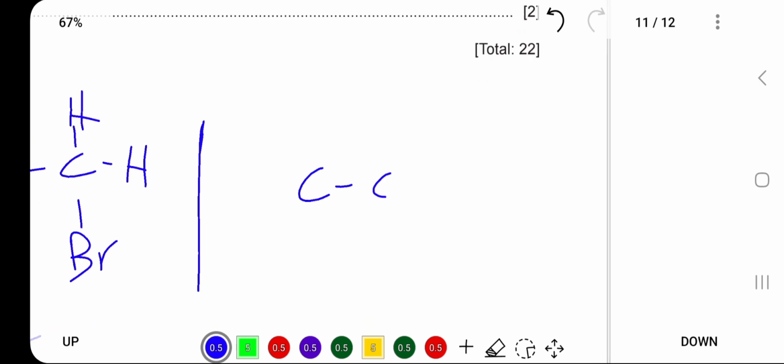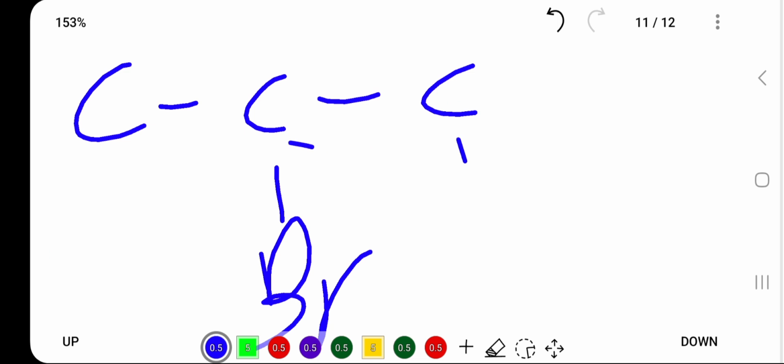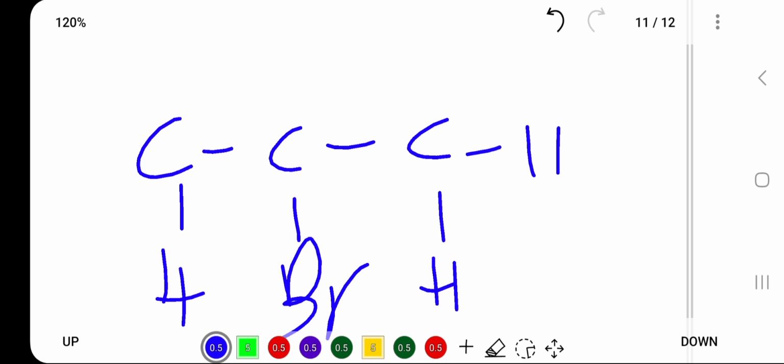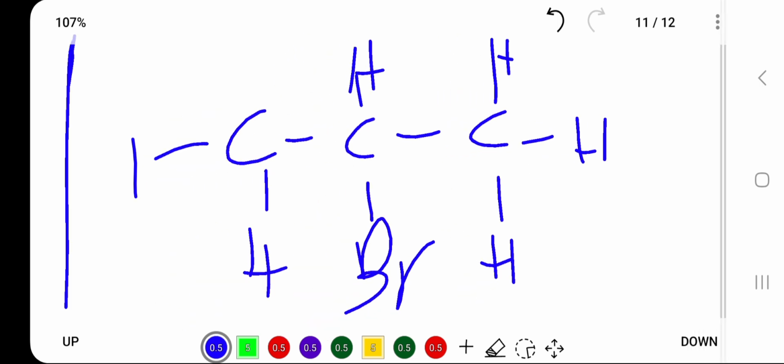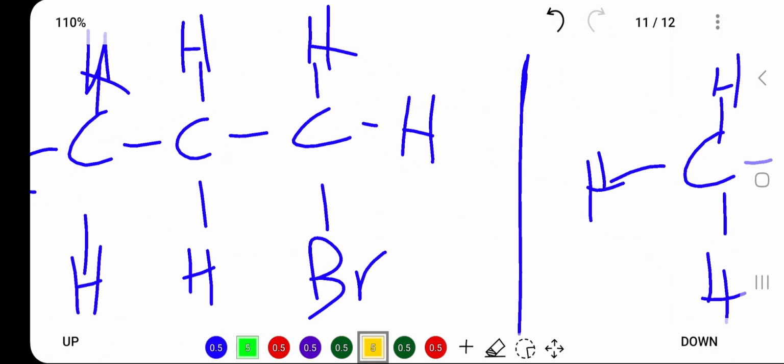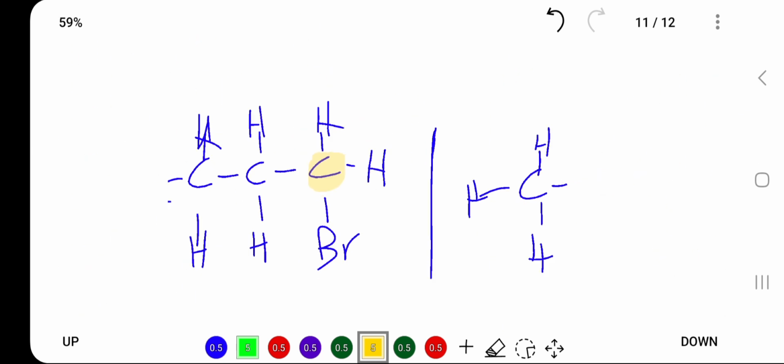Now, instead you have 2-bromopropane, so it's basically bonded to the second carbon. Okay. So what will you notice? This Br is connected to the carbon at the very end.